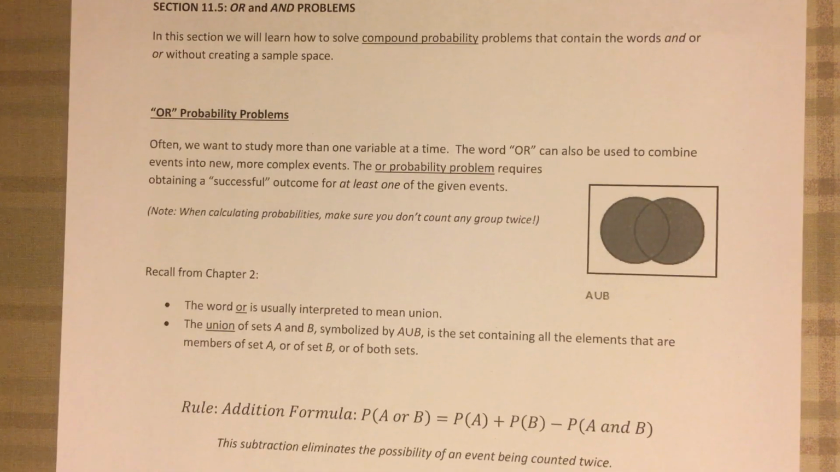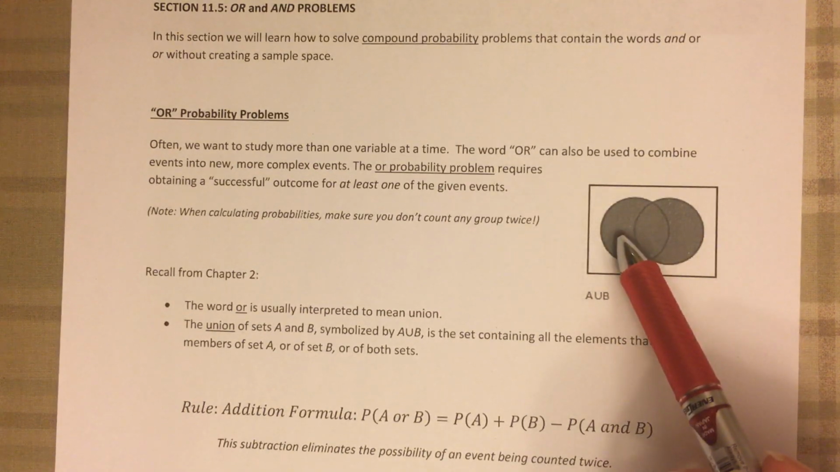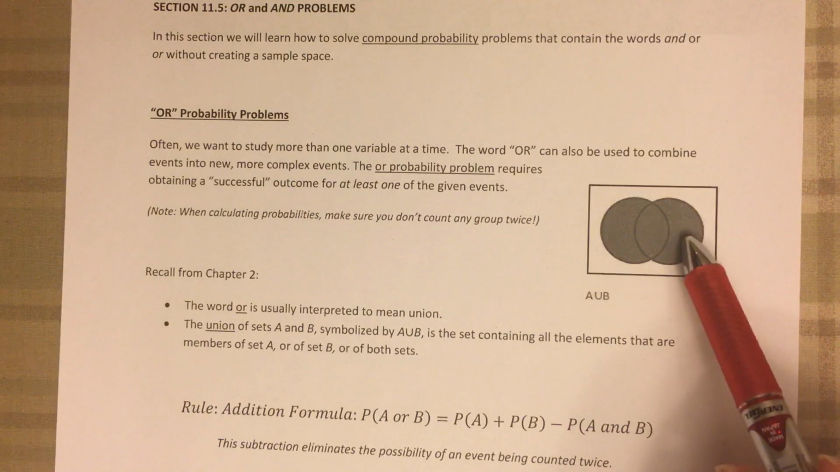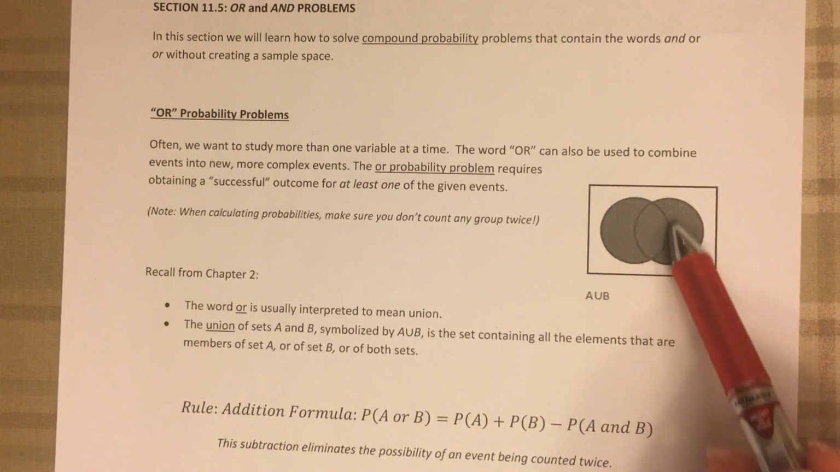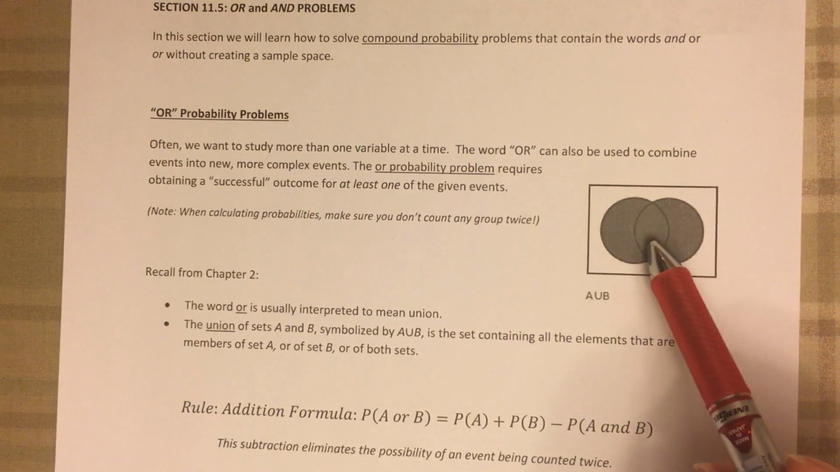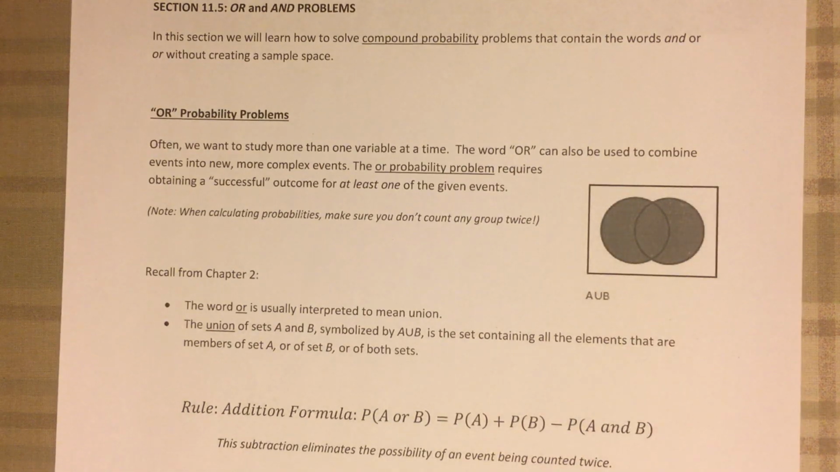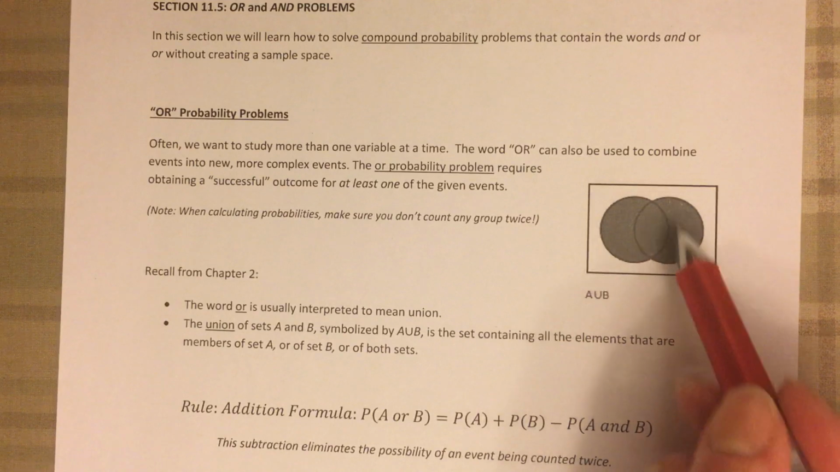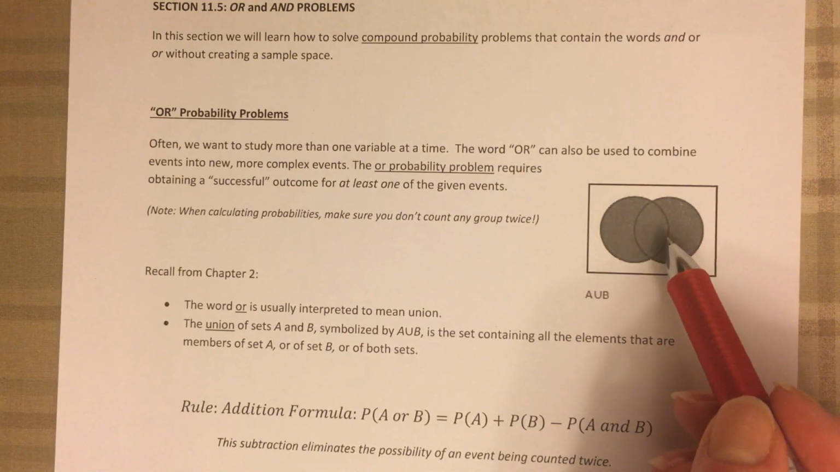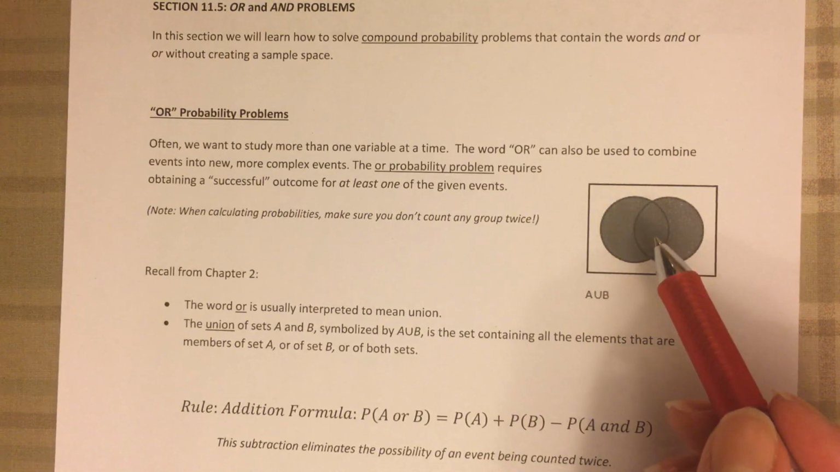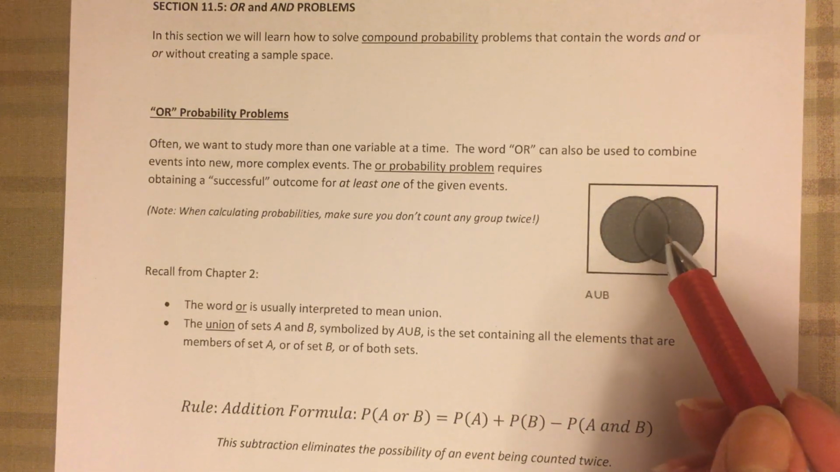As we're doing these, it could be on the left side, in event A, it could be on the right side in event B, or it could land in that middle part that's both. So our OR probability is just like our OR Venn diagrams, where we want everybody that's included in here. The big thing that we want to watch out for is that we don't accidentally count that middle group twice.